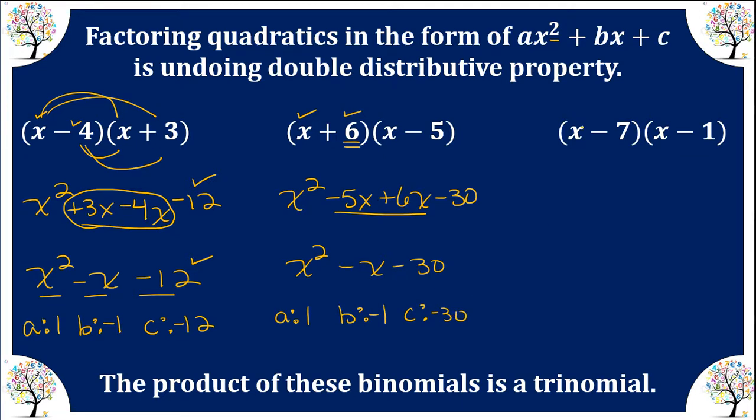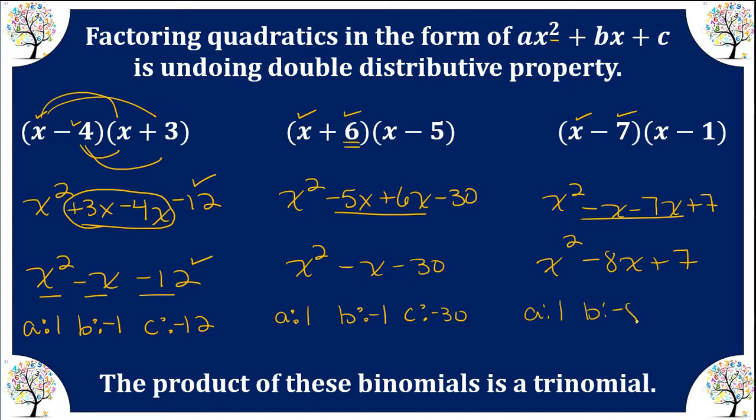Our third example, we're going to distribute x to give us x squared minus x. Then we distribute negative 7 to give us negative 7x plus 7. Again, we have 4 terms, and we're going to combine the linear terms, the middle term, the term that gives us our b value. Our a is 1, our b is negative 8, and our c is 7.